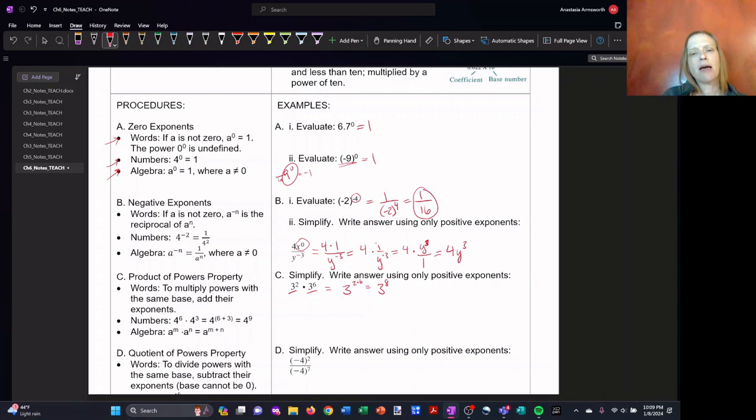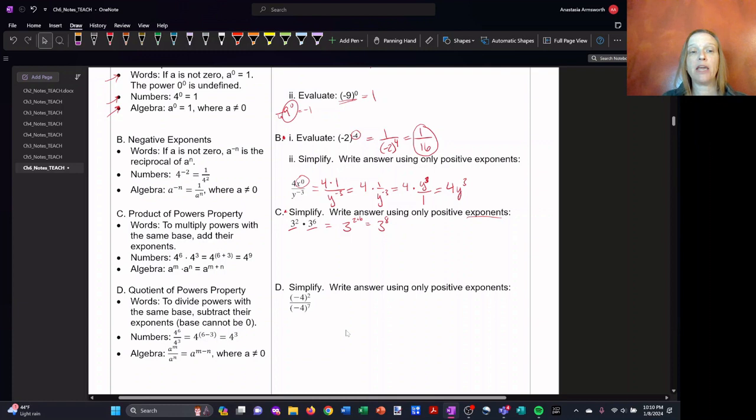Notice here I'm asked to simplify, whereas up here I was asked to evaluate. Here I wanted to get a final numeric answer, and here I'm leaving it in a power format. It's asking me to express my answer with an exponent.